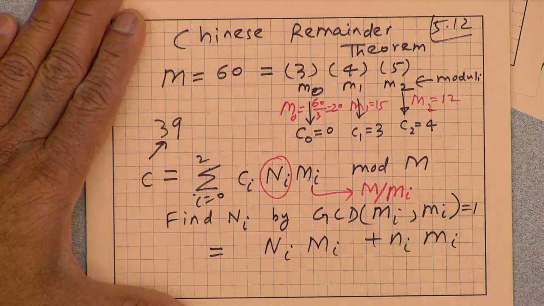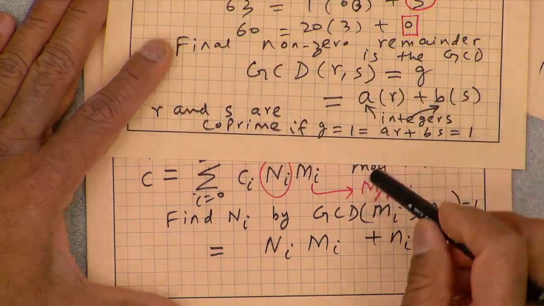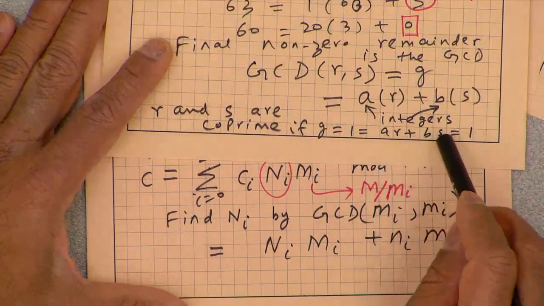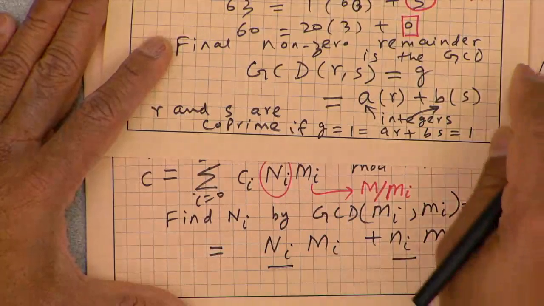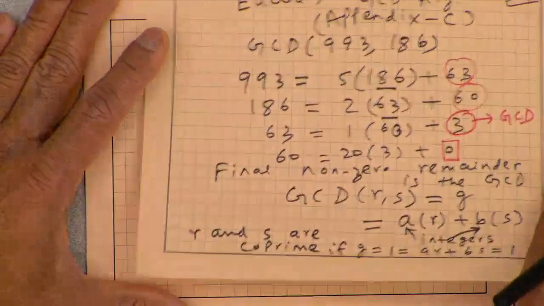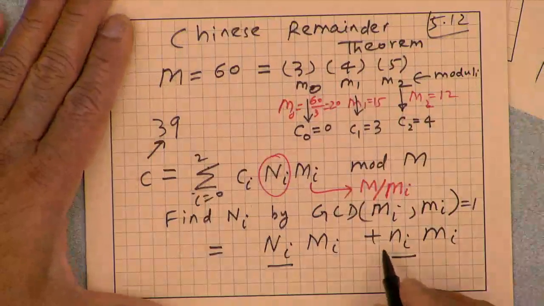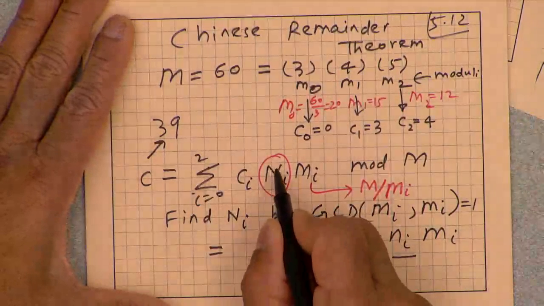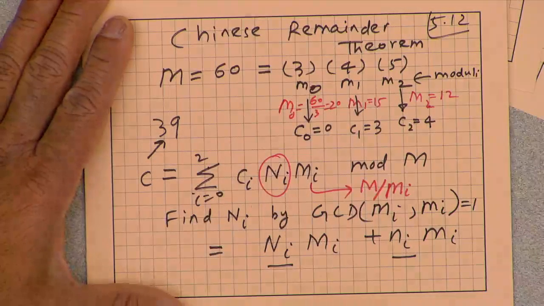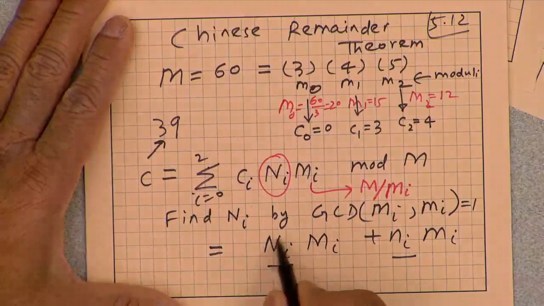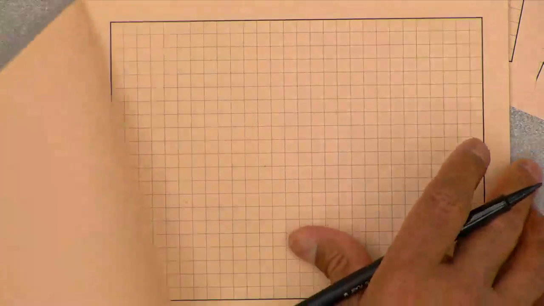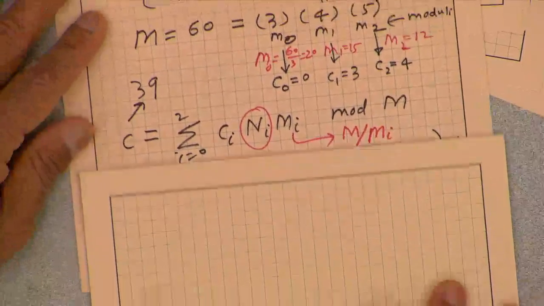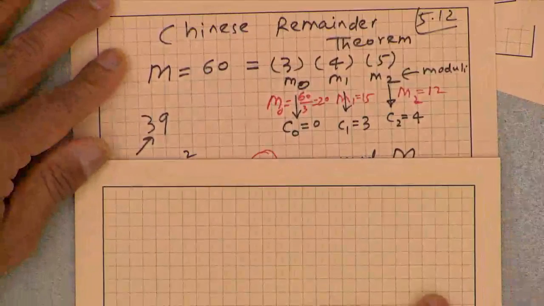Now what are we trying to do? We are just trying to find what these A and B are. So this is A and this is B. If you use Euclid's algorithm, then we can find this Ni. That's what Ni is: the integer weight of Mi. So let's proceed to compute the N.